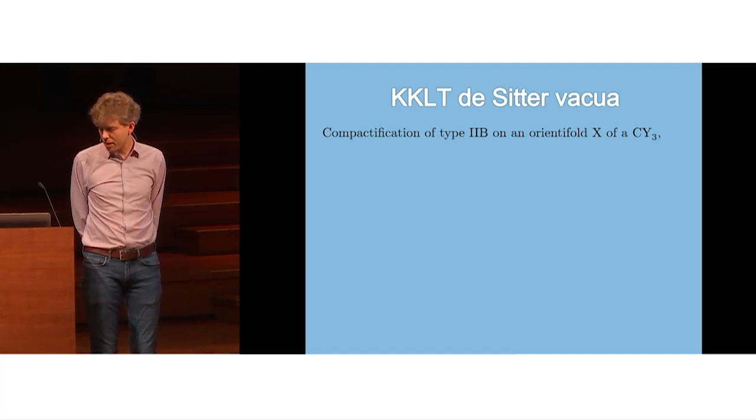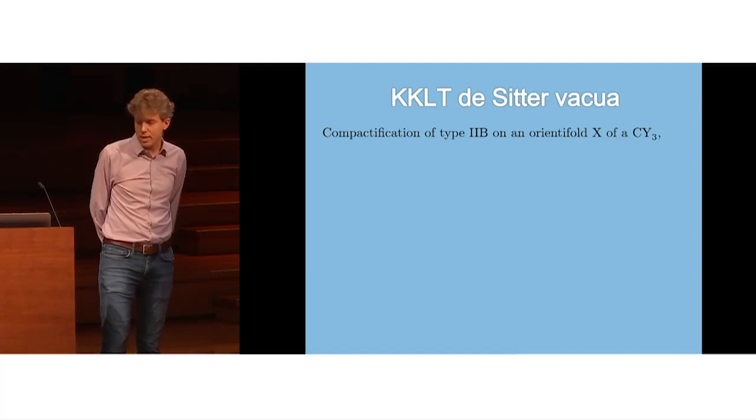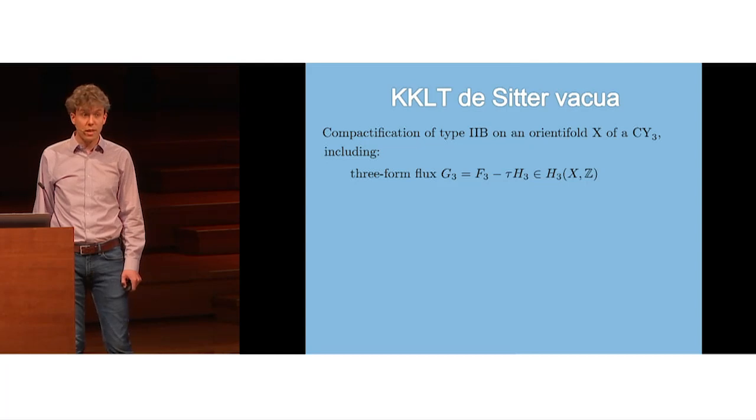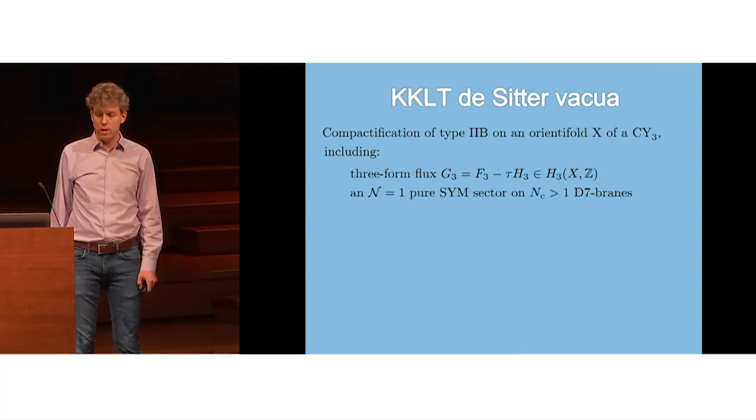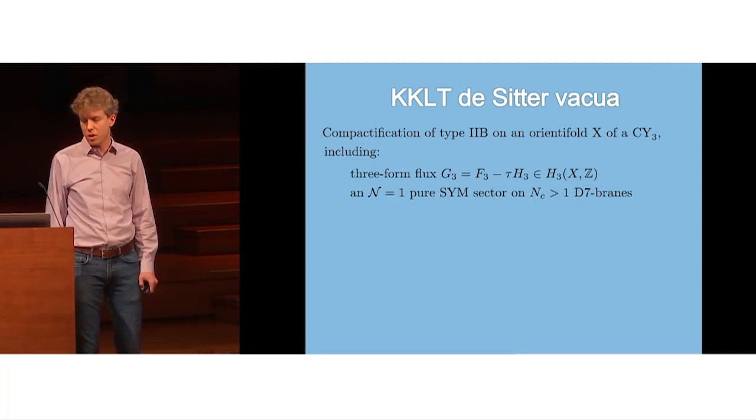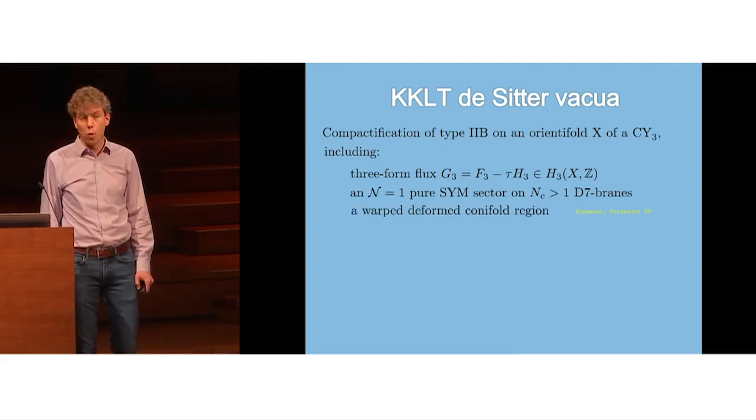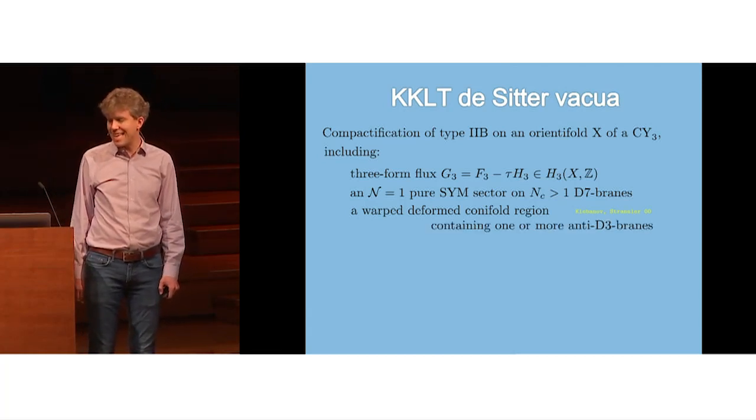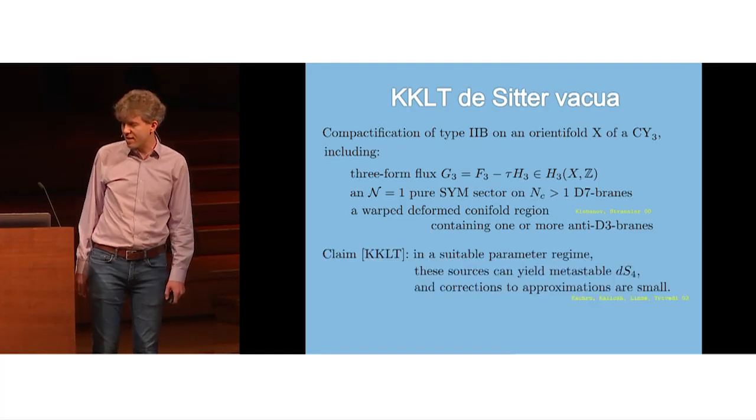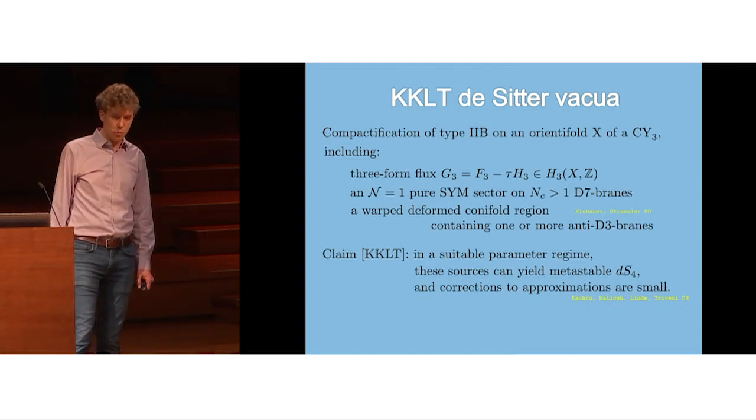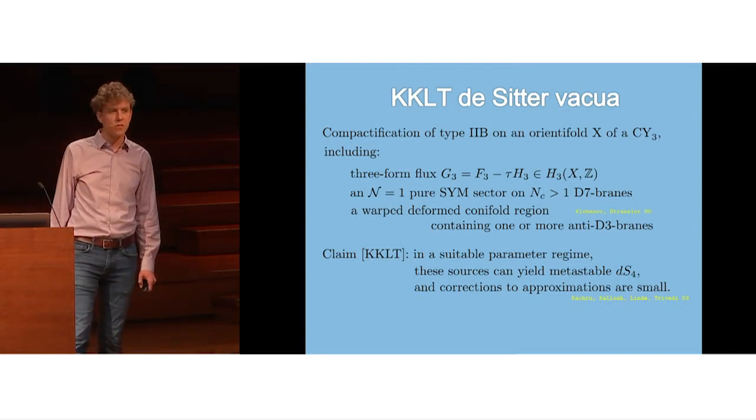We're going to consider a compactification of type IIB string theory on an orientifold, which I'll call X, of a Calabi-Yau threefold. We're going to include quantized three-form flux, an N=1 pure super Yang-Mills sector on some collection of D7 branes, a warped deformed conifold region, i.e. a Klebanov-Strassler solution, that contains one or more anti-D3 branes. And the claim of KKLT is that in a suitable parameter regime, these sources can yield a metastable de Sitter vacuum, and the corrections to the approximations are small.